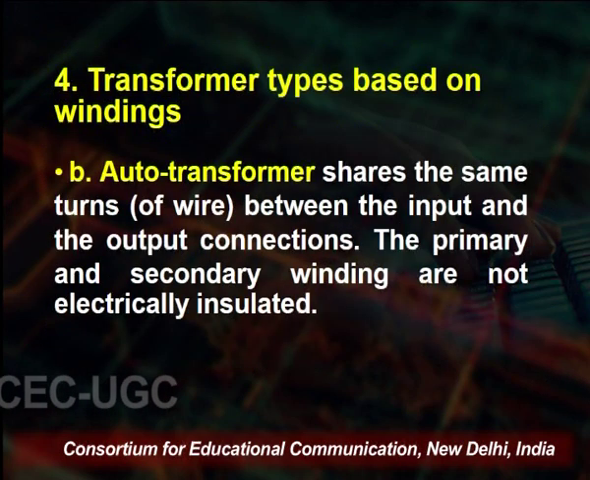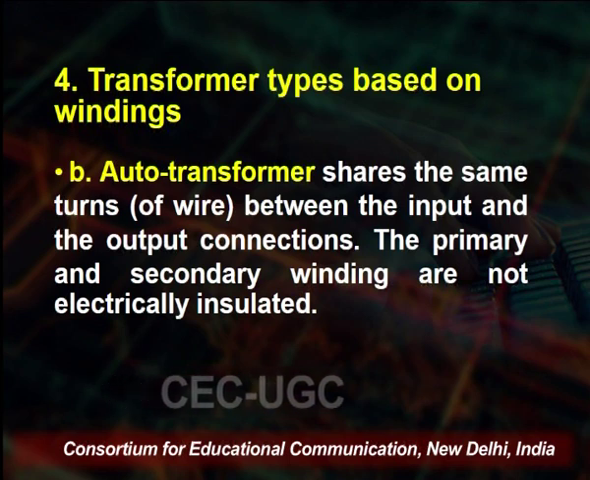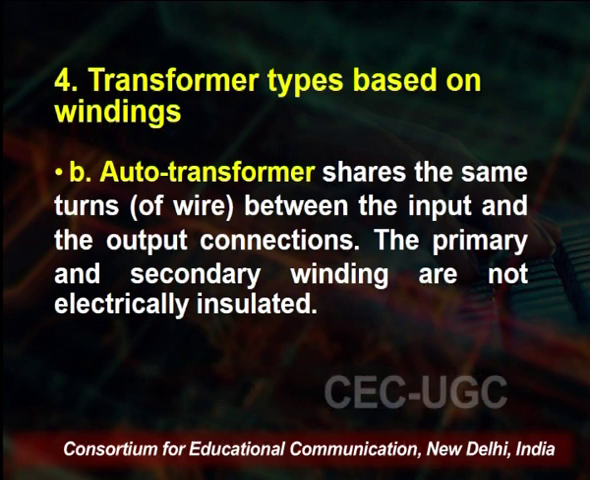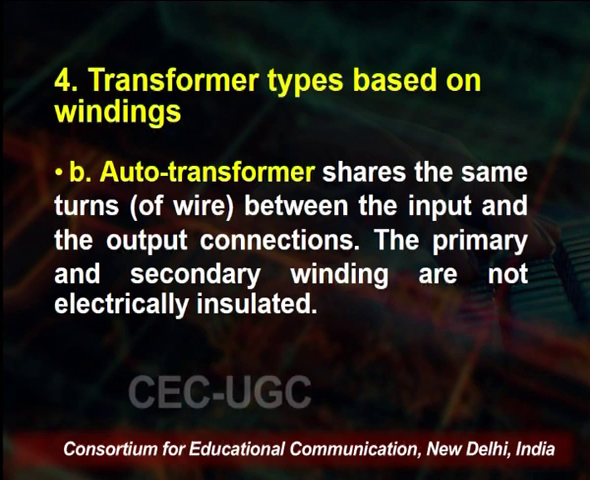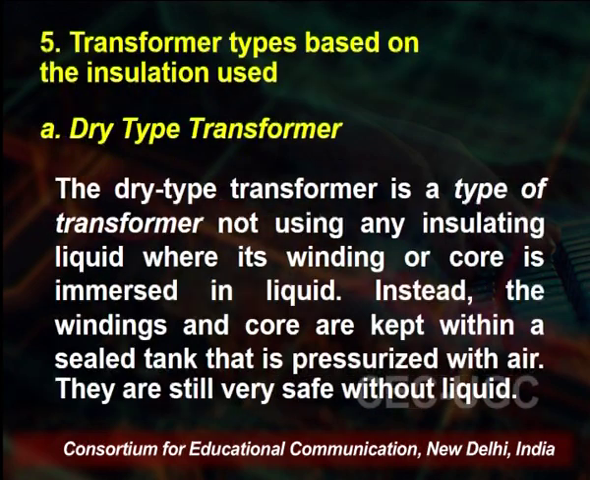Auto transformer shares the same turns or wires between the input and the output connection. So, the primary and the secondary windings are not electrically insulated.